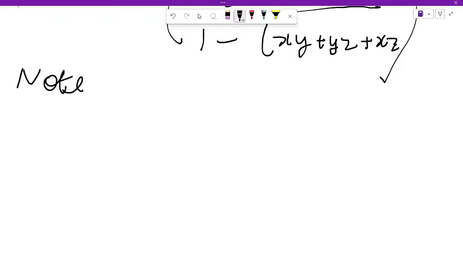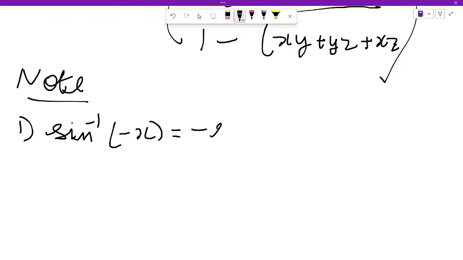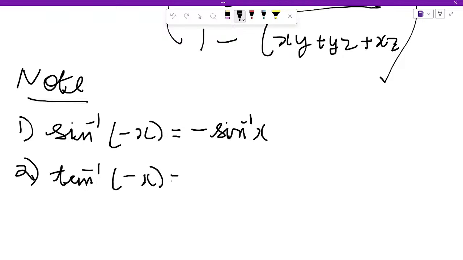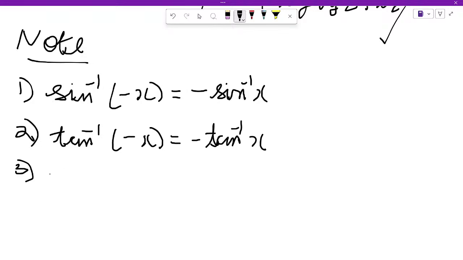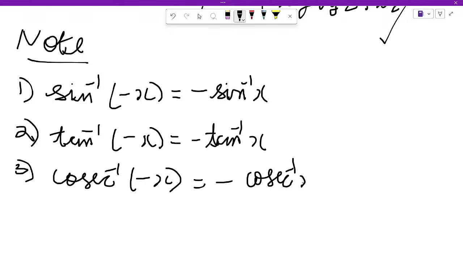Okay, I'm back. Some more small formulas to discuss. First one is sine inverse of minus x equals minus sine inverse x. Same goes for tan: tan inverse of minus x equals minus tan inverse x. This is also possible for cosec, because cosec is the reciprocal of sine, right? So cosec inverse of minus x equals minus cosec inverse x.